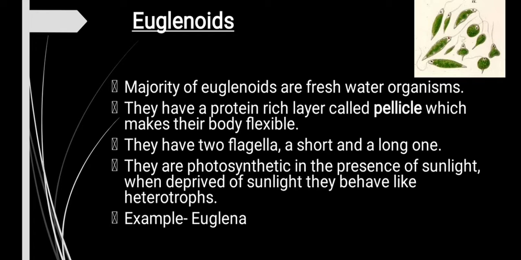So that's a peculiarity of euglenoids. They have a dual mode of nutrition. That is, they can be either photosynthetic or heterotrophic. An example is Euglena. So euglenoids are freshwater organisms. And what is the protein-rich layer present on the cell wall called? It is called the pellicle, and it gives flexibility to the euglenoids. There are two flagella present, one long and the other short, and they have a dual mode of nutrition.